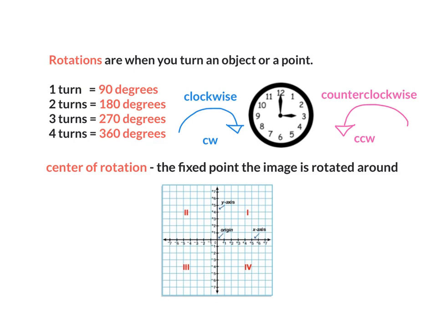There are two ways that you can rotate, either clockwise or counterclockwise. If you go clockwise, it's the same direction as a clock, and it's abbreviated with CW. If you go counterclockwise, it's abbreviated with CCW, and it goes the opposite direction of a clock. So if you ever forget, just look at a clock and it'll help you remember.